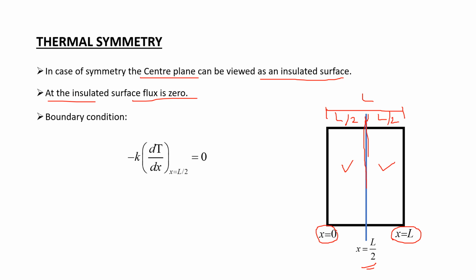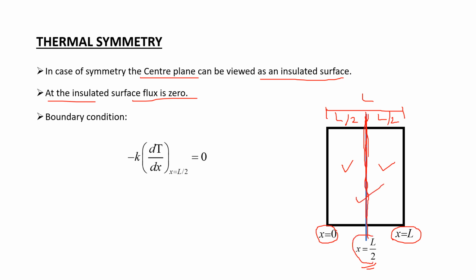So this is the case of thermal symmetry. In case of thermal symmetry, the center plane about which the symmetry is there can be treated as an insulated surface. This is not a surface, but the center plane can be treated as an insulated surface. This slab only has a surface at x is equal to 0 and at x is equal to L, but this center plane in case of thermal symmetry can be treated as an insulated surface. So the center plane will behave like an insulated surface, and the center plane is at x is equal to L by 2.